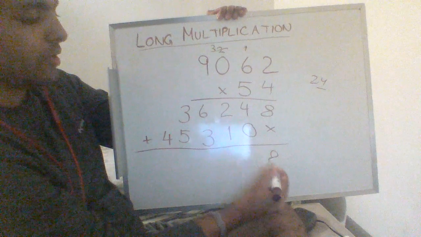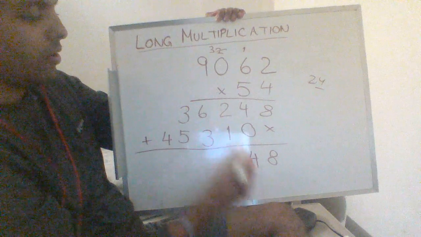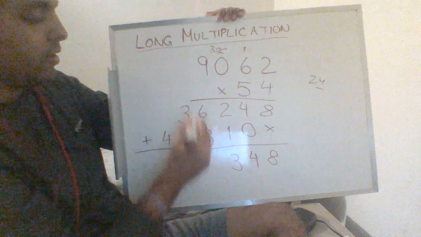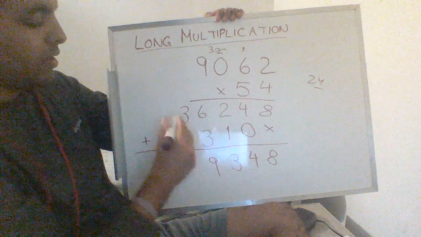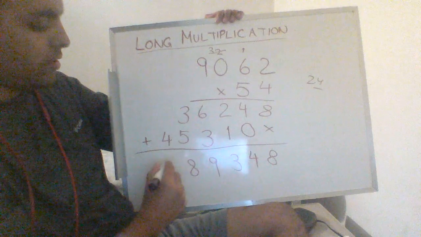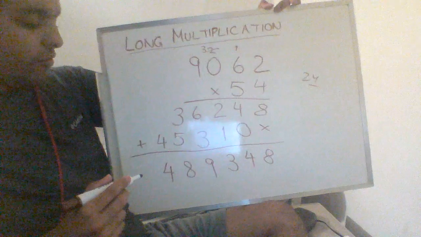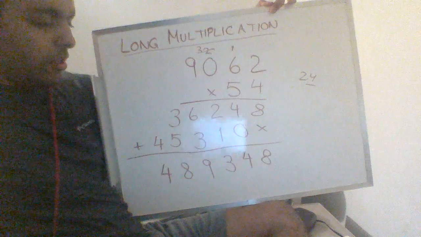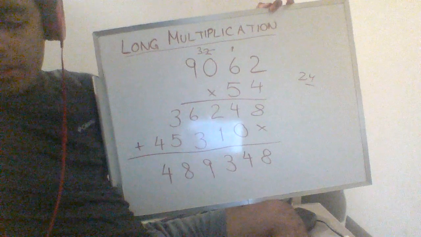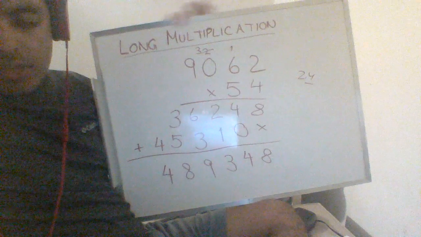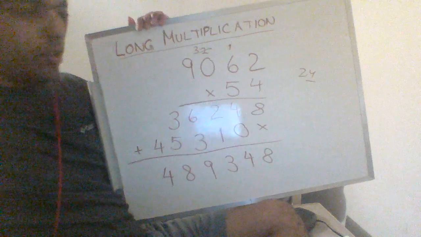Just adding the way you normally would in columns. 8 plus 0, that's 8. 4 plus 0, that's 4. 2 plus 1 is 3. 6 plus 3 is 9. 3 plus 5 is 8. And the 4. So your final answer should look something like 489,348. So that's a very similar problem to the last one.